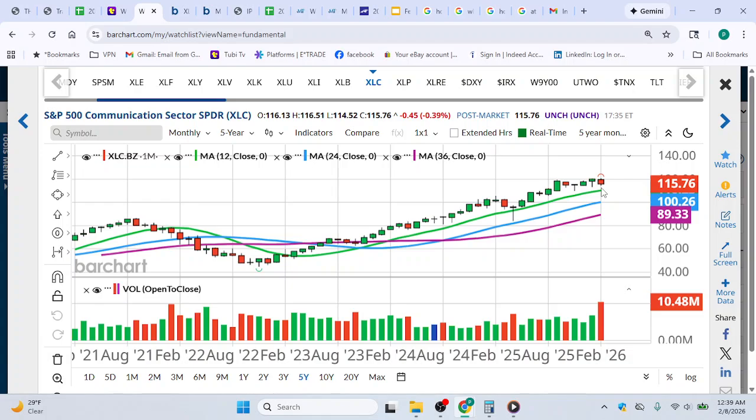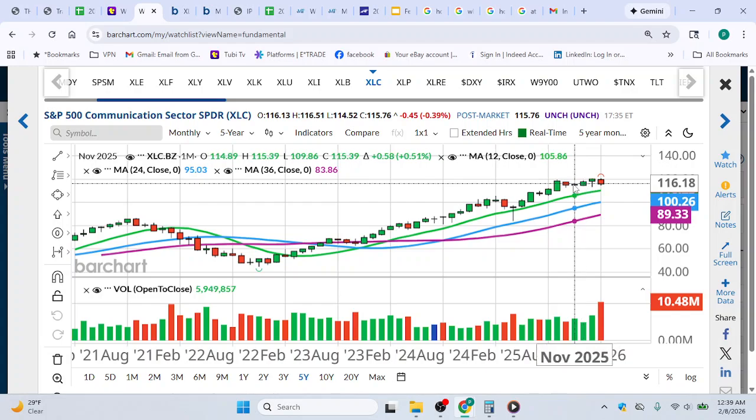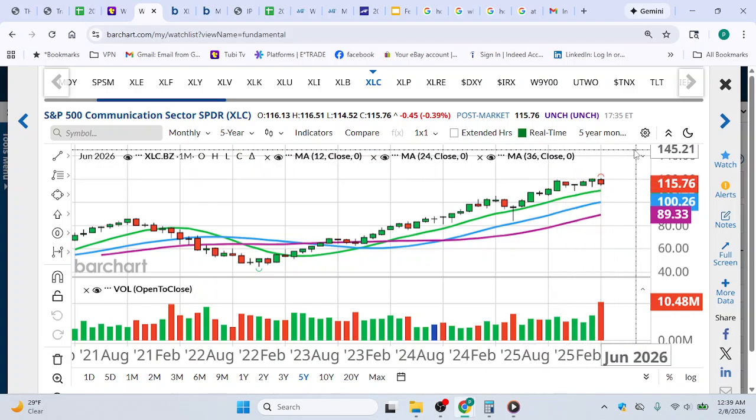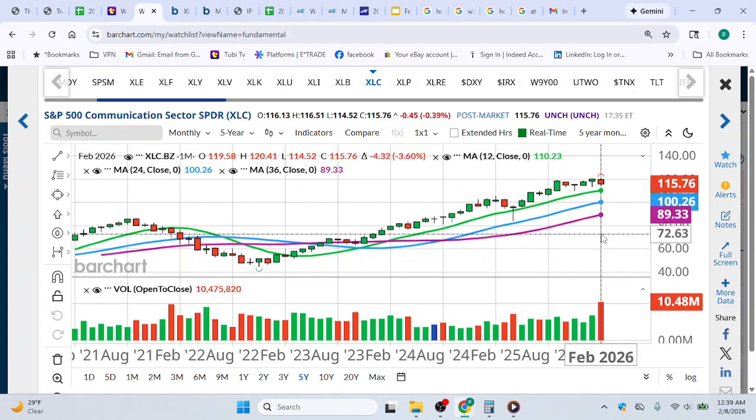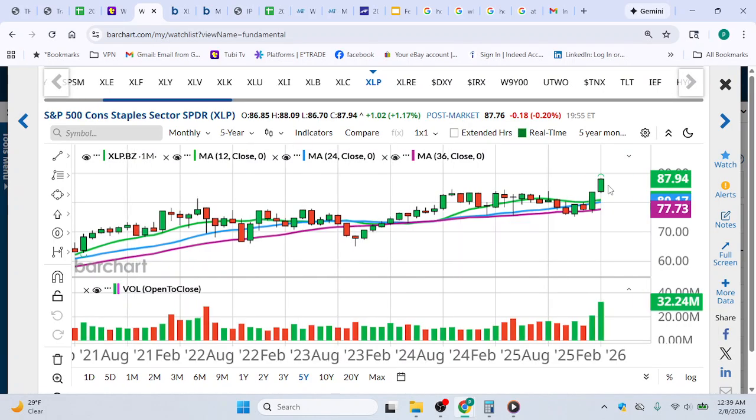Communications sector, XLC. More of a cautionary, potential stage 3, or is this building a base for the next move higher? A little bit higher red volume. So far down this month, 3.6%. So that's a little bit of a caution there on the communications sector and those stocks in that sector. Then we've got the XLP, which is a consumer staple sector, or stuff that consumers buy and need.